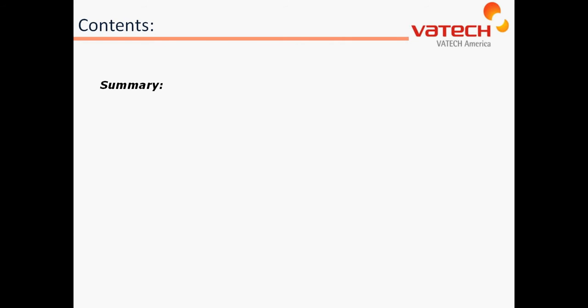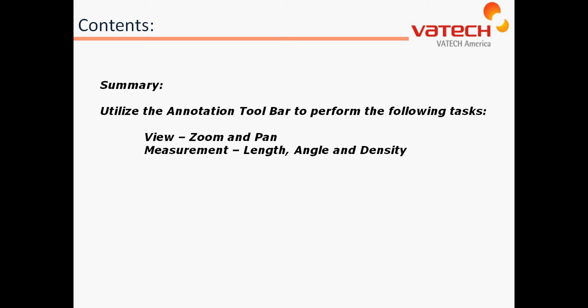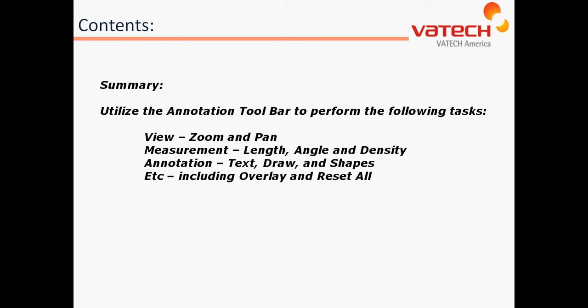This concludes our video tutorial on the image utility function. You should now be able to use the annotation bar to perform the following tasks: view, zoom, and pan; measurement for length, angle, and density; annotation for text, draw, and shapes, etc., including overlay and reset all.